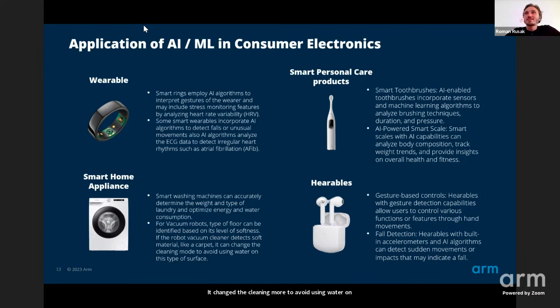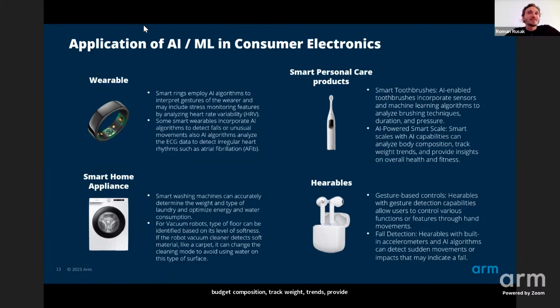Another great example in the smart personal care products is the smart toothbrushes. AI-enabled toothbrushes incorporate sensors and machine learning algorithms to analyze brushing techniques, duration, and pressure. Also, we saw the appearance of AI-powered smart scales that can utilize AI capabilities for analyzing body composition, track weight trends, and provide insight of overall health and fitness.